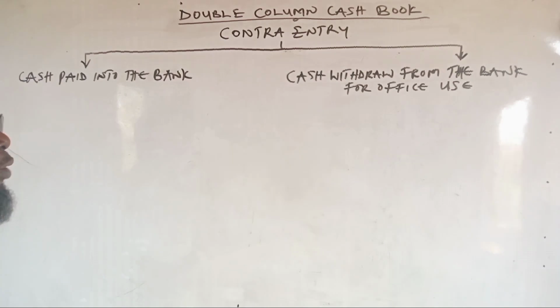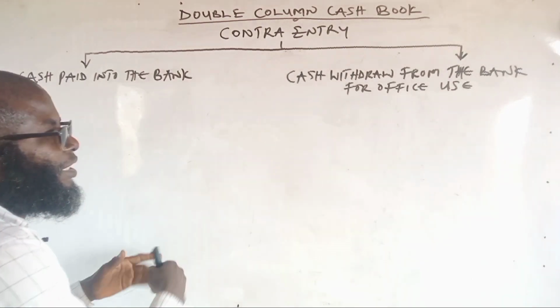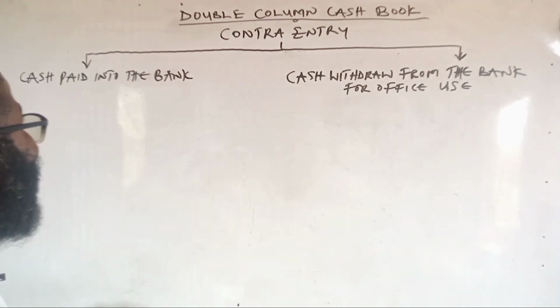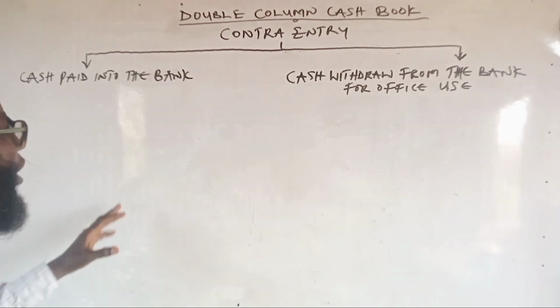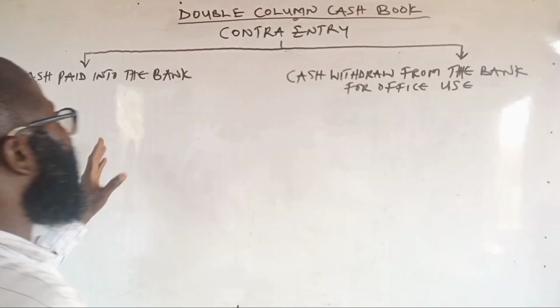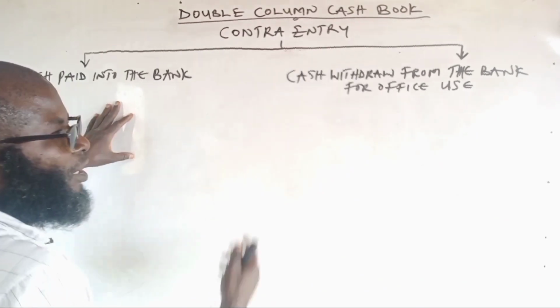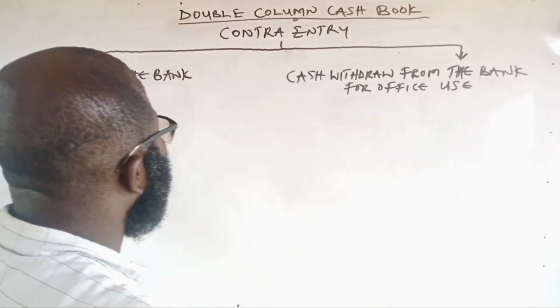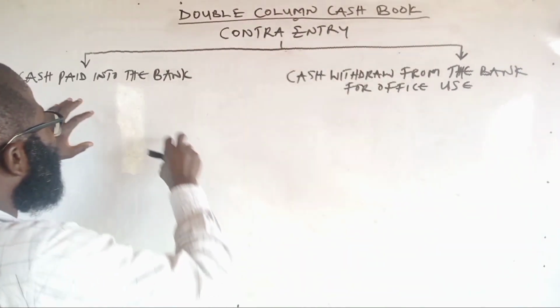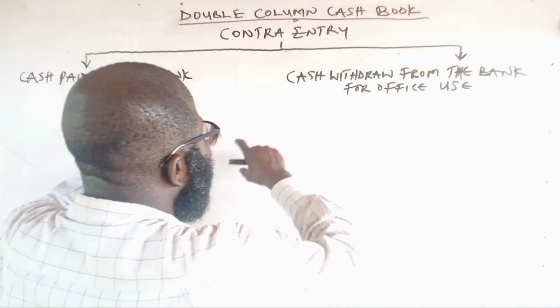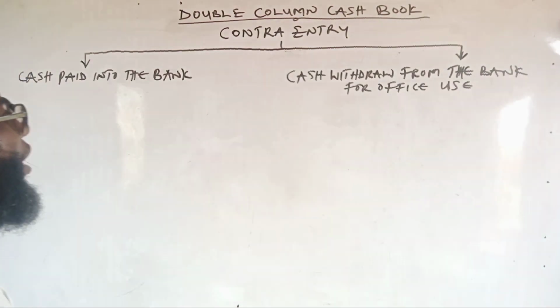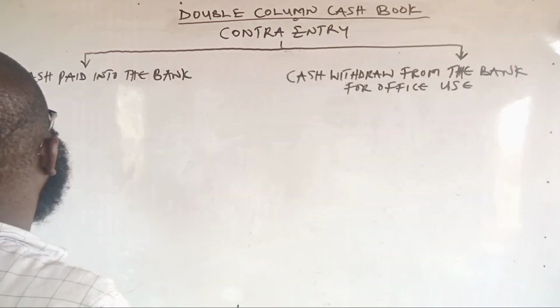If you look at it very well, one account is giving out while the other one is receiving. Any account that gives out will be credited, while any account that receives will be debited. Therefore, the balance of both accounts will be increased or decreased in one way or the other.